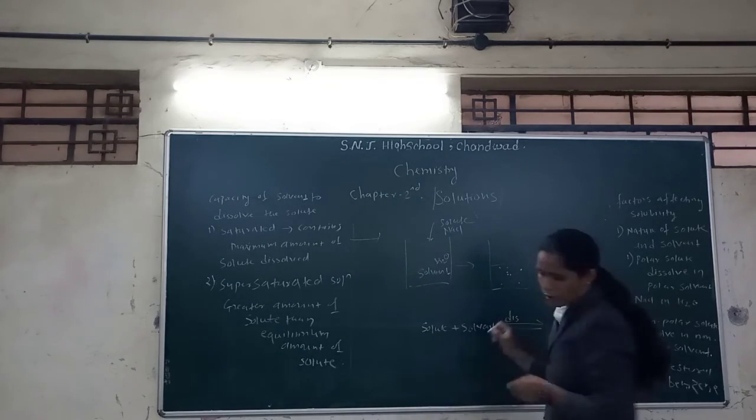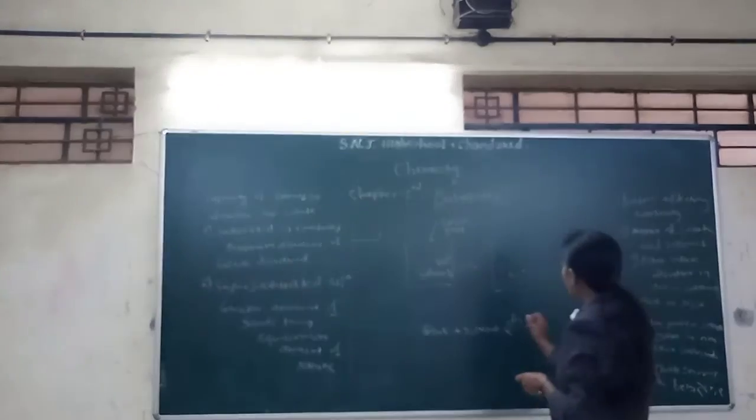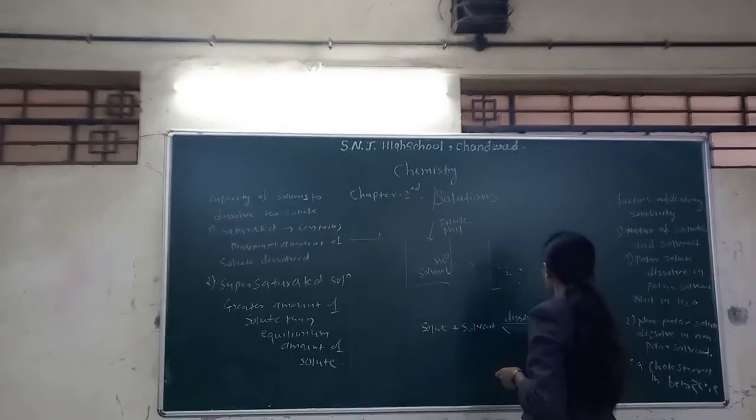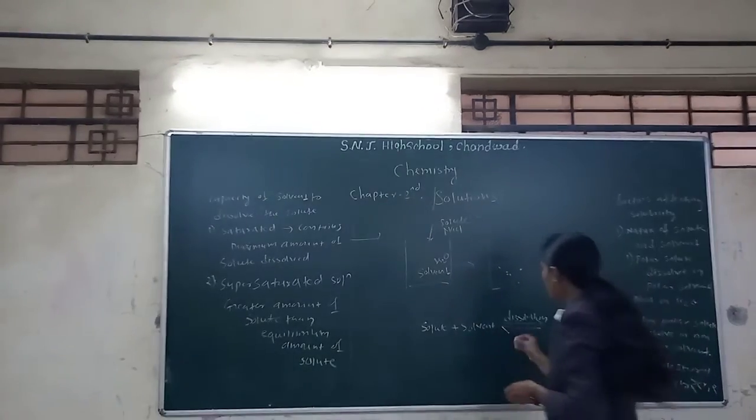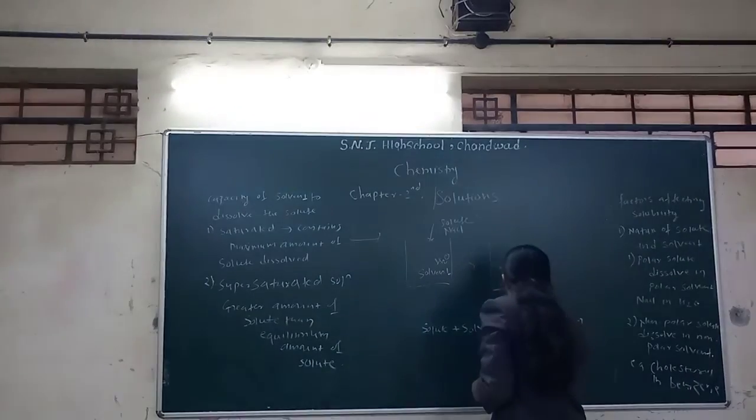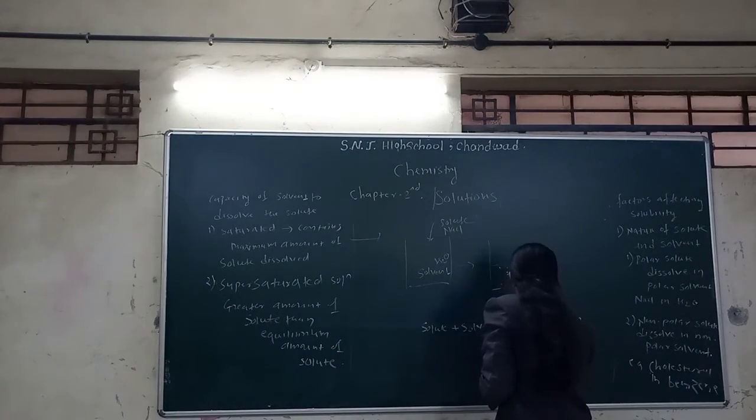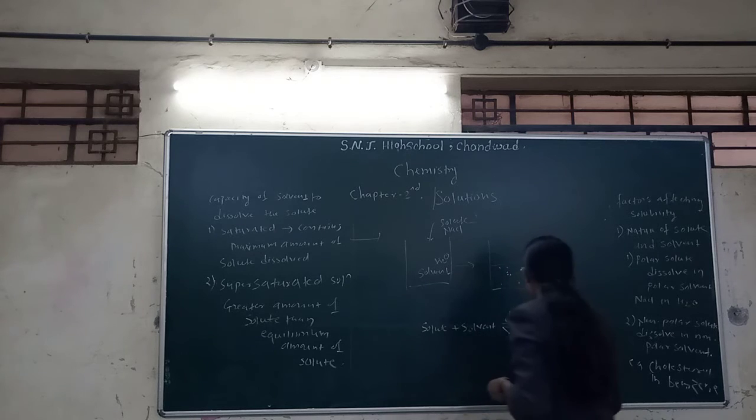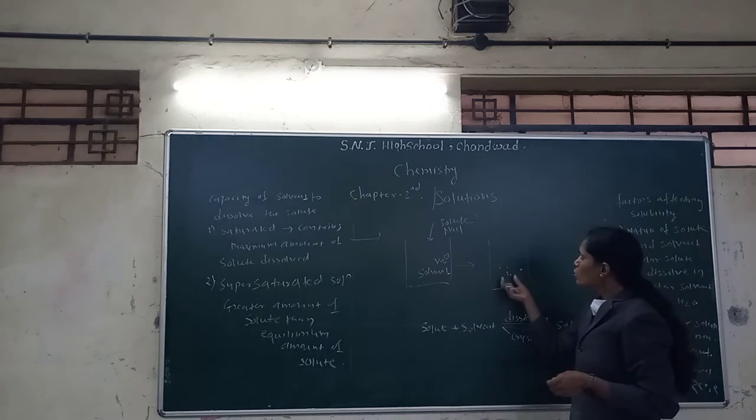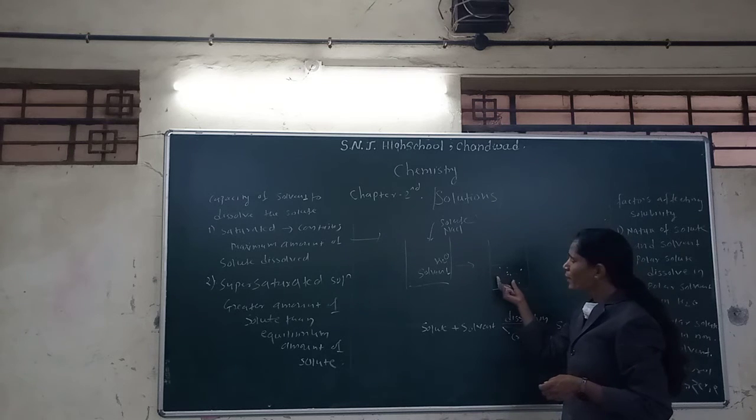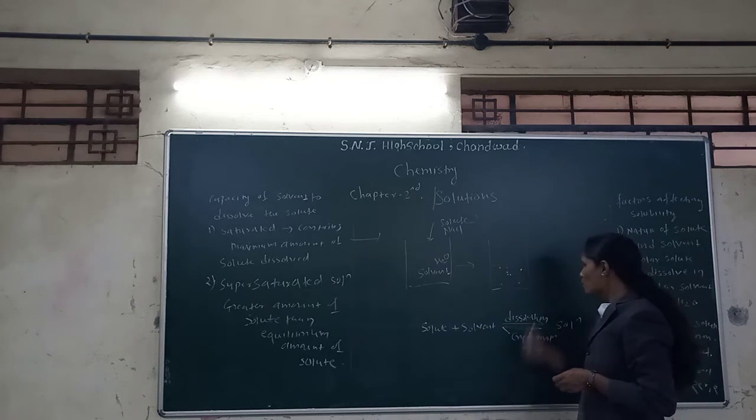Firstly, the dissolution takes place, forming a solution, and then again the rate of crystallization. When an excess of solute is added to the solvent, the solute cannot be dissolved easily. This process is called crystallization.